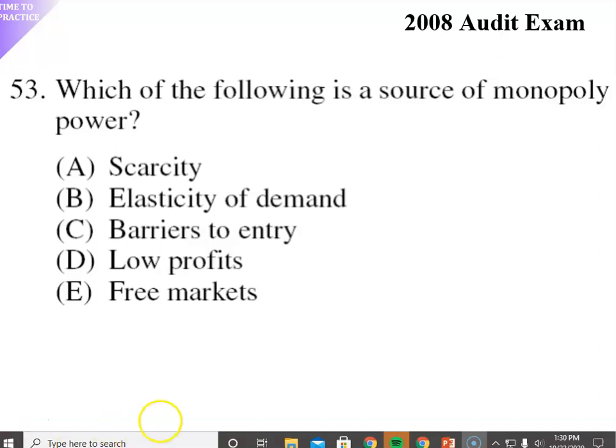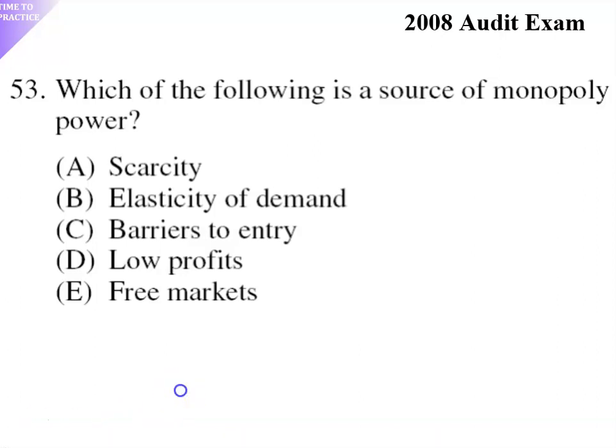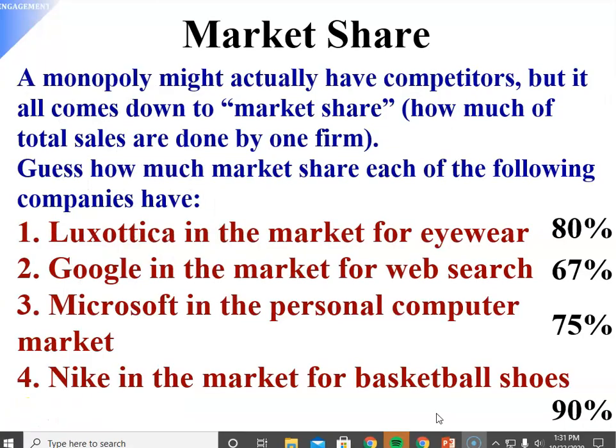Based on our characteristics of monopolies, the answer to this question is C. A monopoly might actually have competitors, but it all comes down to the market share that they hold. So here are some percentages for various companies. No surprise probably to you that Nike holds 90% of total market share for basketball shoes.